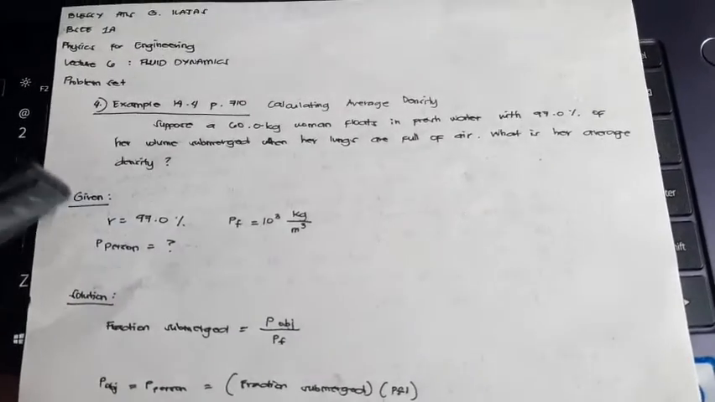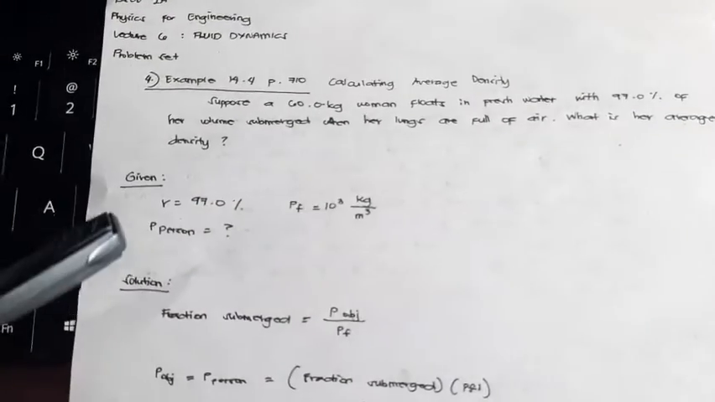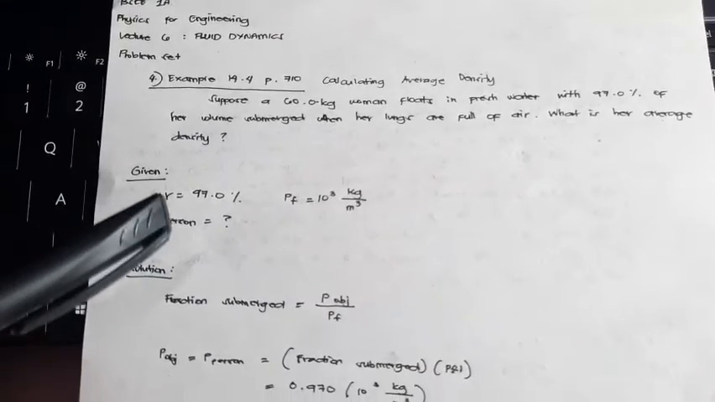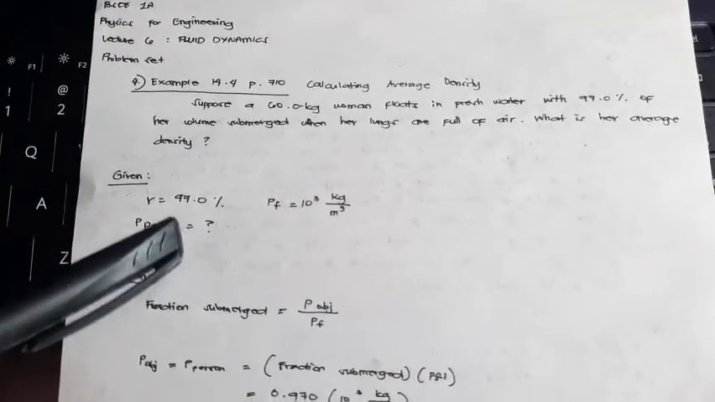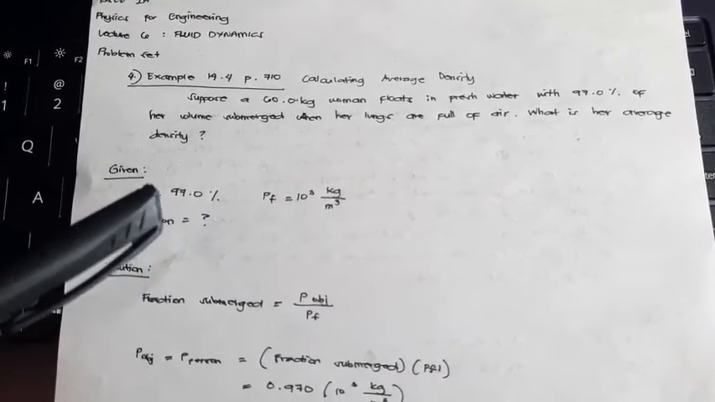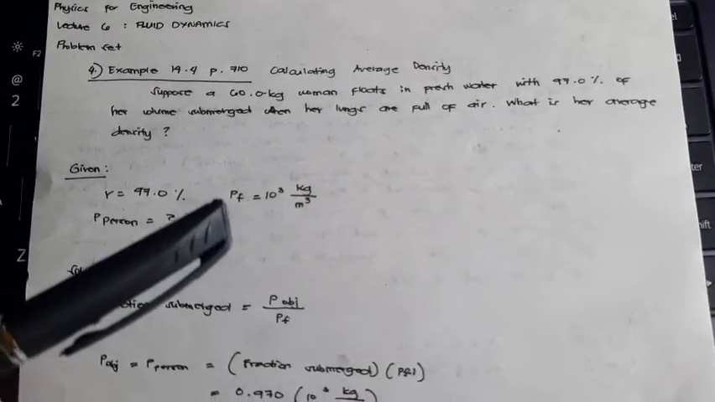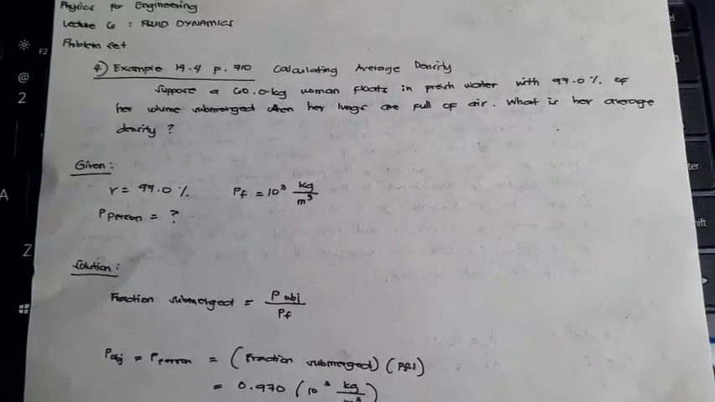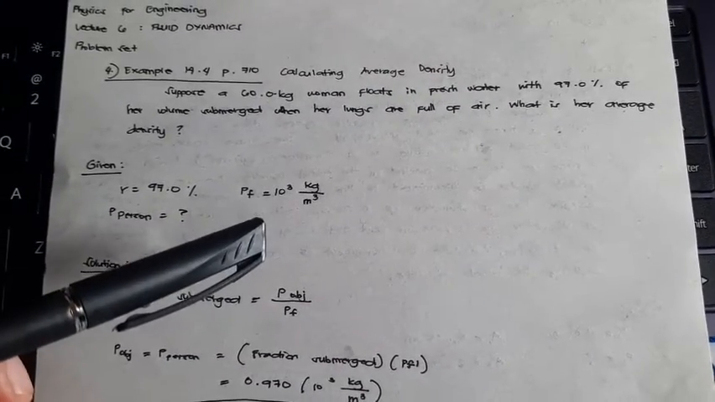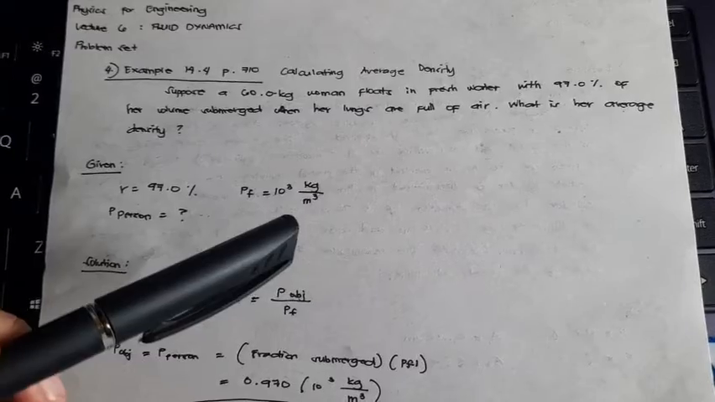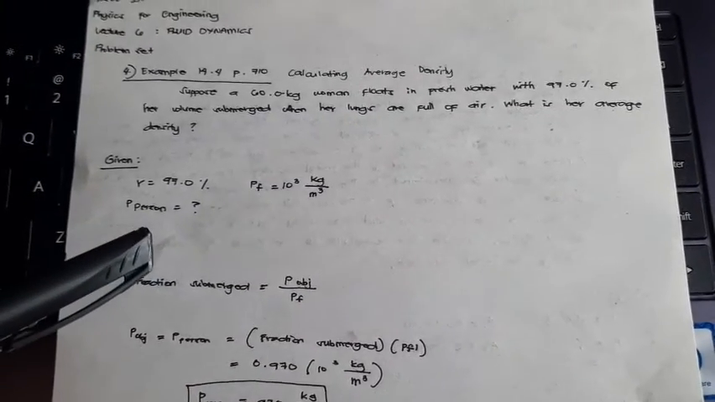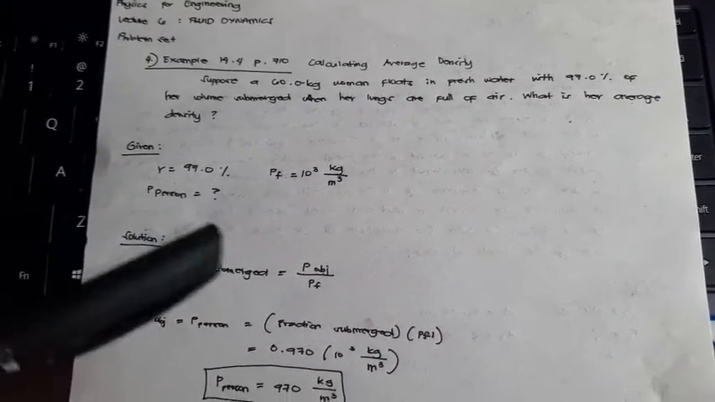So, we are asked for the average density of a woman weighing 60 kilograms who floats in fresh water. These are the givens from the problem set. The fraction submerged is 97.0%, which is the volume submerged of the woman. Then the density of the water is 10 raised to the 3 kilogram over meter cubed. And what we are looking for is the average density of the woman.